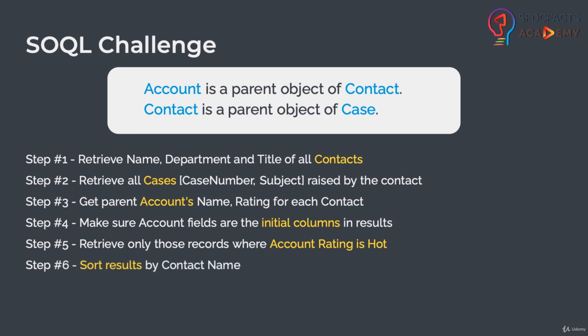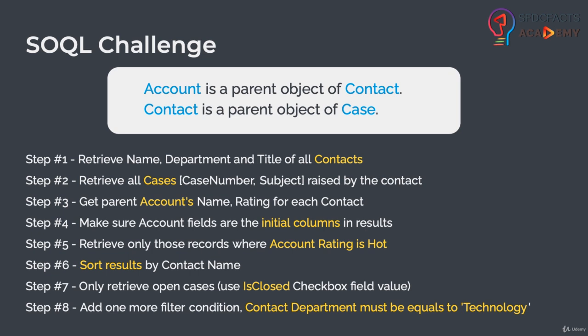Then we are going to sort our results by the contact name, and then we are going to put a condition on the case object as well, which is the child object of contact. And here we are only going to retrieve the open cases. And to identify the open cases, you can use the IsClosed checkbox field on the case object. If the value of IsClosed checkbox is true, then the case is closed. If it is false, then case is open. So use this field to identify the open cases.